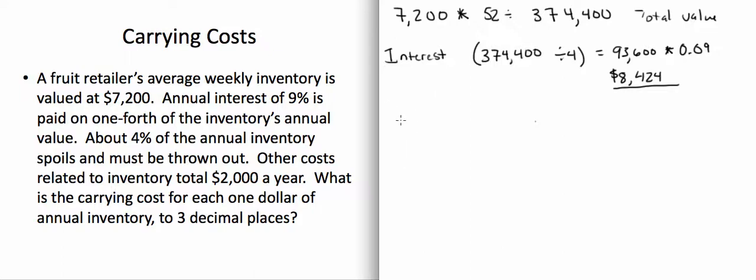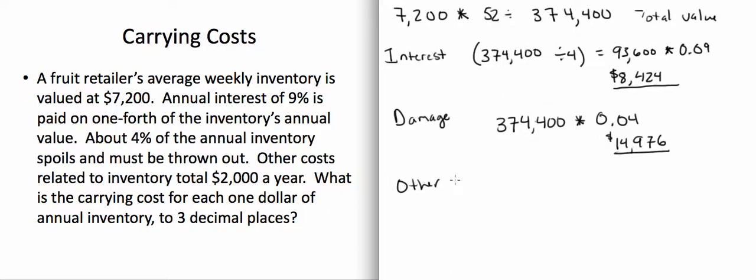It says 4% of the annual inventory spoils and must be thrown out. This is known as damage costs. So 4% of the annual inventory: $374,400. We're going to multiply that by 0.04, and that gives us an answer of $14,976. So that's another value that we need. And then we have other costs, which totaled up to $2,000. No calculations are needed there, it was just given to us.